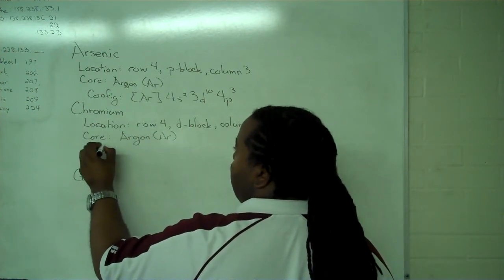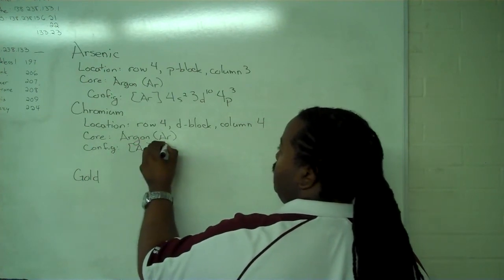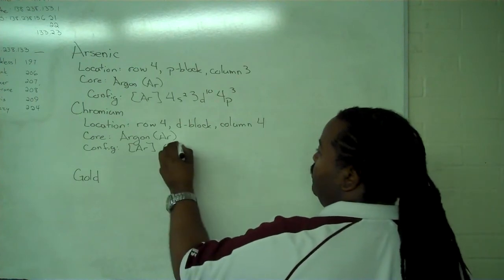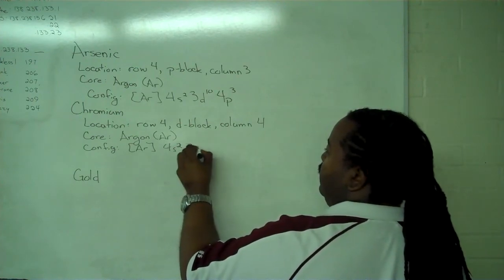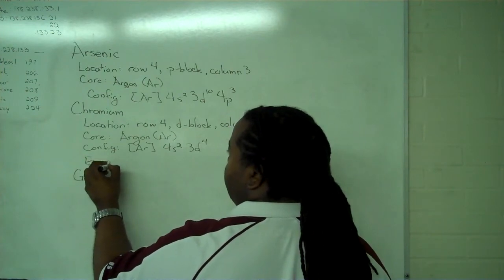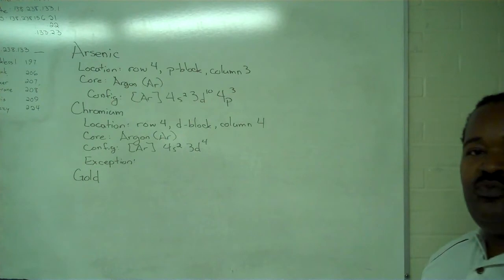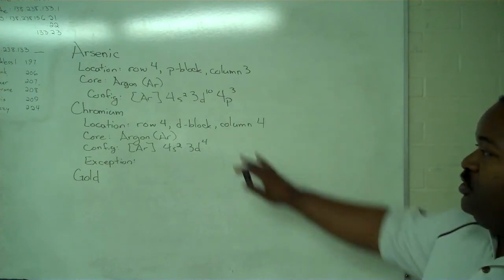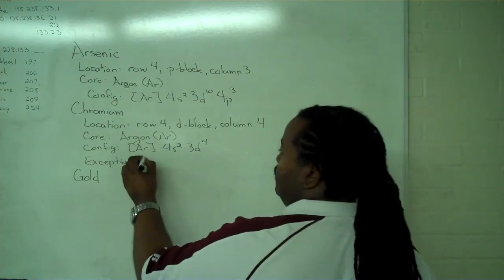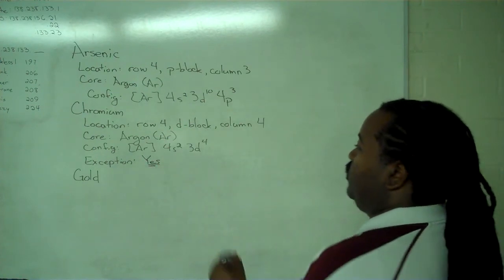And then we want to write out the configuration. So that's an argon core. The 4s2 fills up first. And then we have 3d4. And we want to check to see if it's an exception. If you have a periodic chart handy with configurations on it, you'll see that this is an exception. And so this is one of those things that you'll just have to learn and memorize.